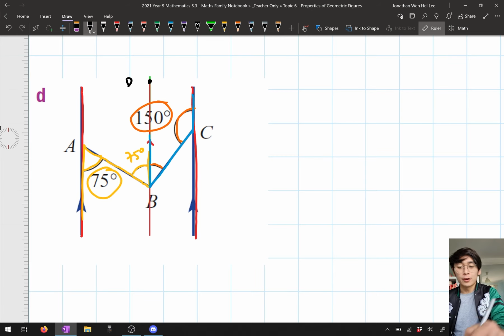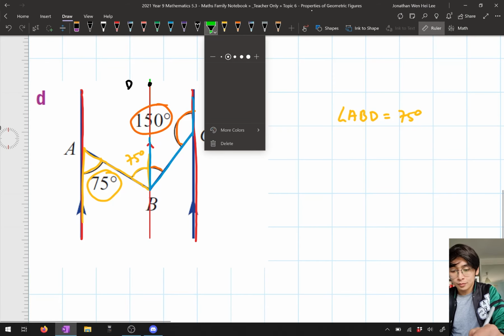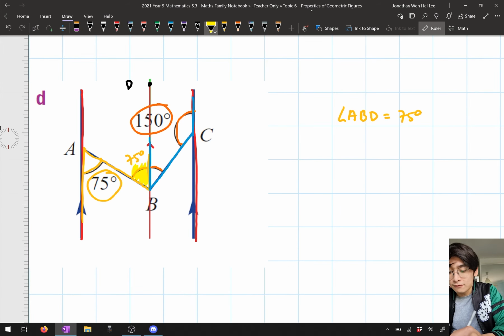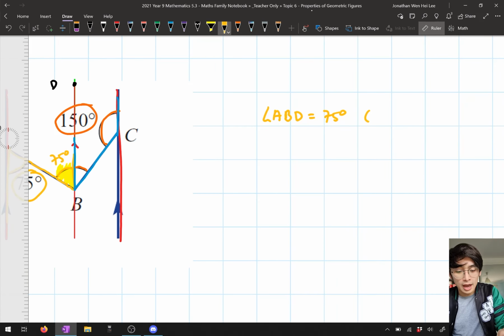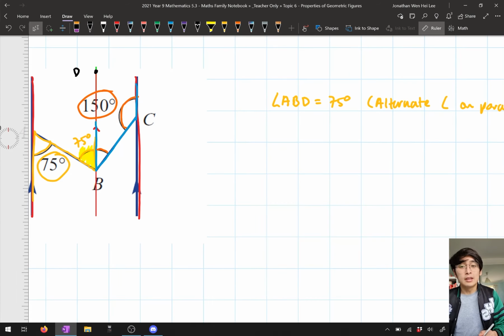So let's deal with the yellow angle first. Maybe I'll color code this just so it's a little bit clearer. The first one was angle ABD is equal to 75 degrees. So this angle over here is 75 degrees because it forms that Z shape. And so it's because it's an alternate angle on parallel lines. Okay, so we've got that yellow angle already. Now the other one we want is that orange angle, so this one over here.